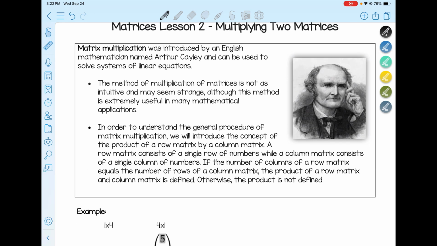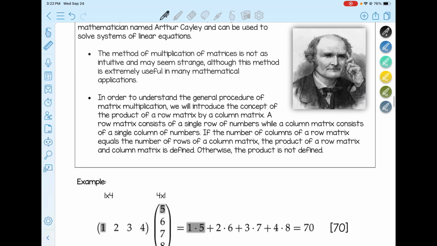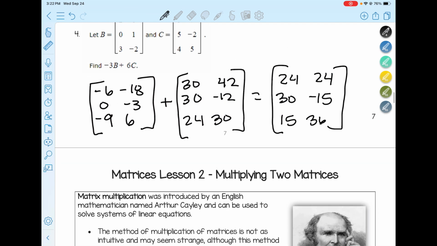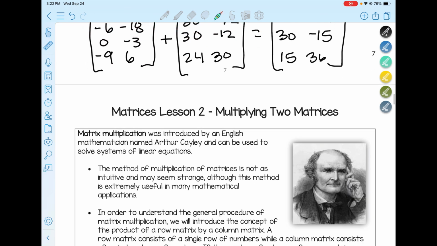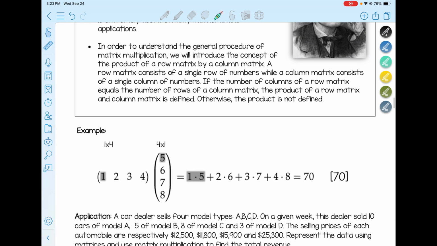Okay, so what we're talking about today is multiplying two matrices together, and it was actually introduced by this English mathematician, Arthur Cayley, and he determined that we can use this process to solve systems of equations. The method of multiplication of matrices is not as intuitive as last time. For example, last time when we added things together, we just went top left corner plus top left corner, top right plus top right, and that's not going to be the case this time. So for us to understand matrix multiplication, we're going to be introduced to it below.